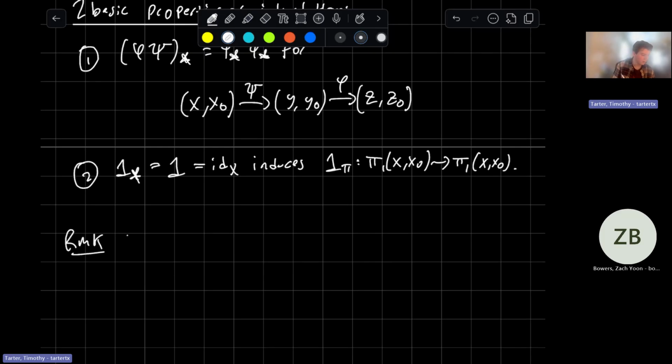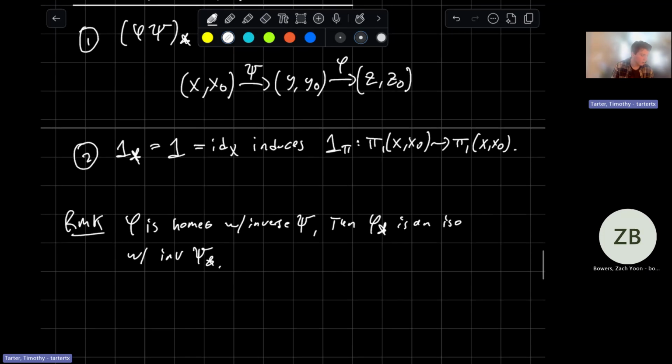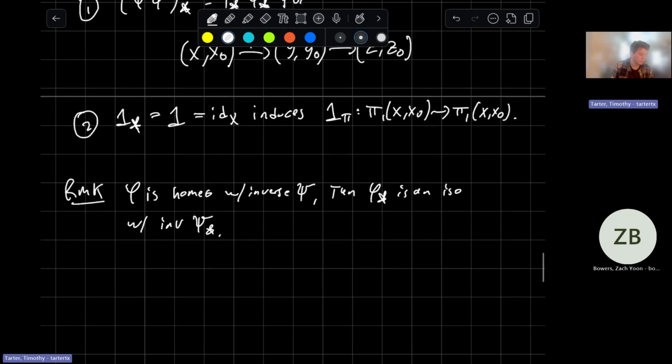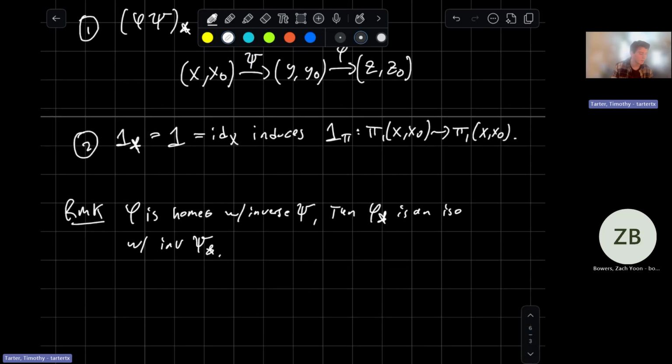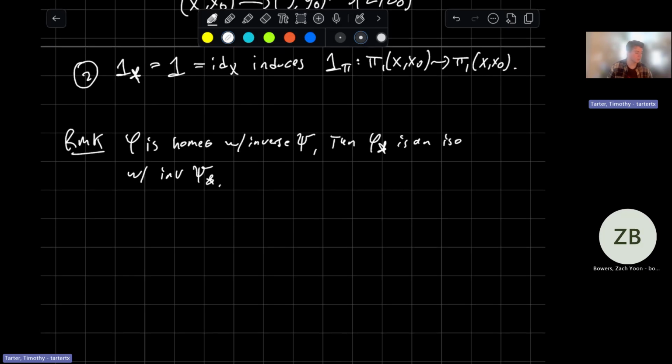So if phi is a homeomorphism with inverse psi, then phi star is an isomorphism with inverse psi star. And this fact actually becomes very useful for the calculation of fundamental groups of higher dimensional spheres.